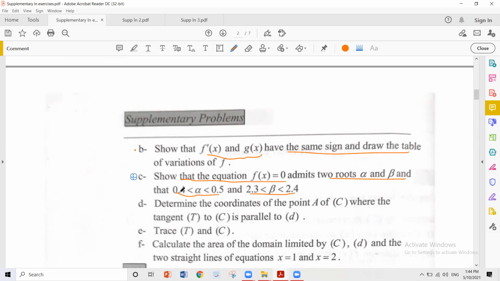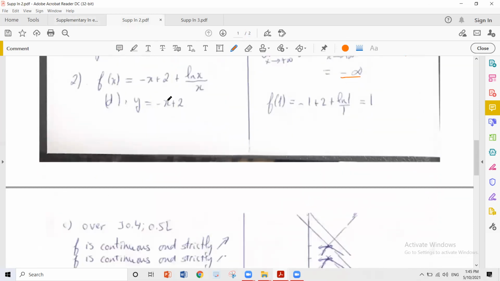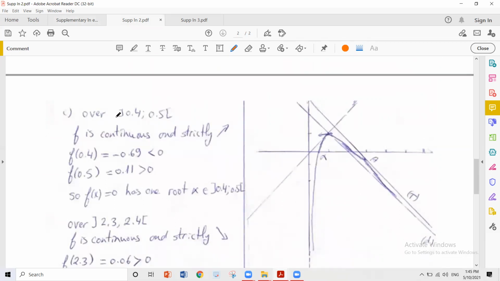We take each interval, 0.4, 0.5. The function is continuous and strictly increasing. We compute f of 0.4 and f of 0.5 over part C over 0.4, 0.5.